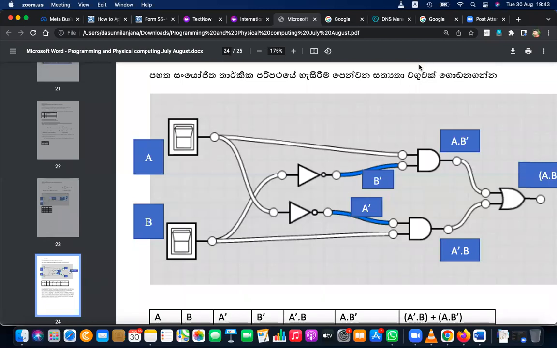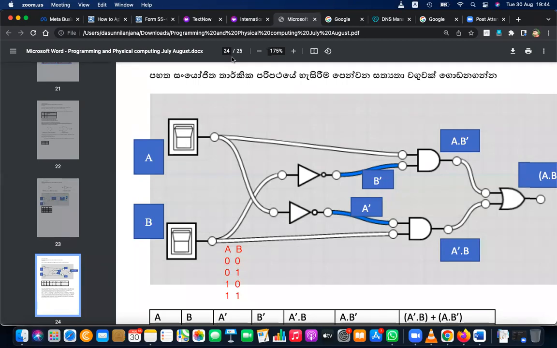Since there are A and B, you need to write down the combinations. If there are two variables A, B, what are the combinations? Both are 0 is one combination, 0, 1 is another combination, then 1, 0 is another combination, and 1, 1 is another combination. These are the possible combinations that can be taken by A and B, right?